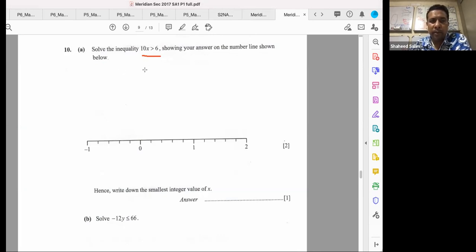Okay, now you want to find what is x. 10x is greater than 6. So you bring the 10 over, you divide, right? 10x, then you divide by 6. So x is, this is what? If you put it in your calculator, you get 0.6. So they want you now to represent it here.